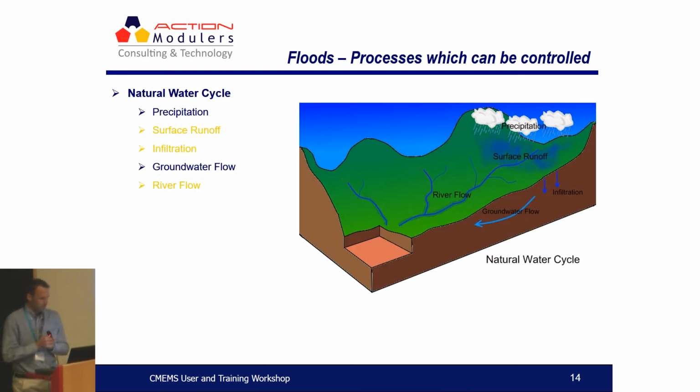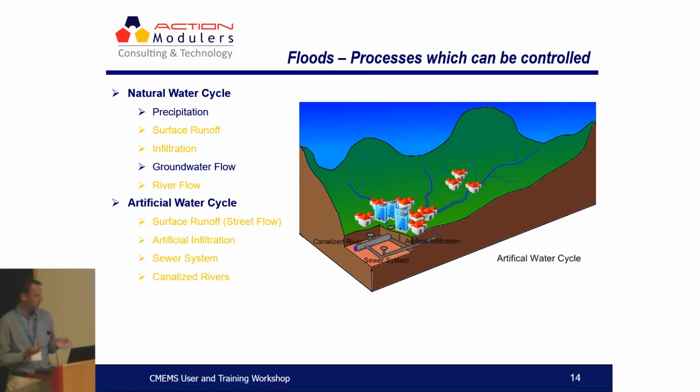So this slide shows a little bit the processes which are involved during formation of floods. So we have the natural water cycle. And then in urban areas, we have what I call the artificial water cycle. So these are a lot of processes. Everybody knows this from primary school. I don't have to repeat this here.